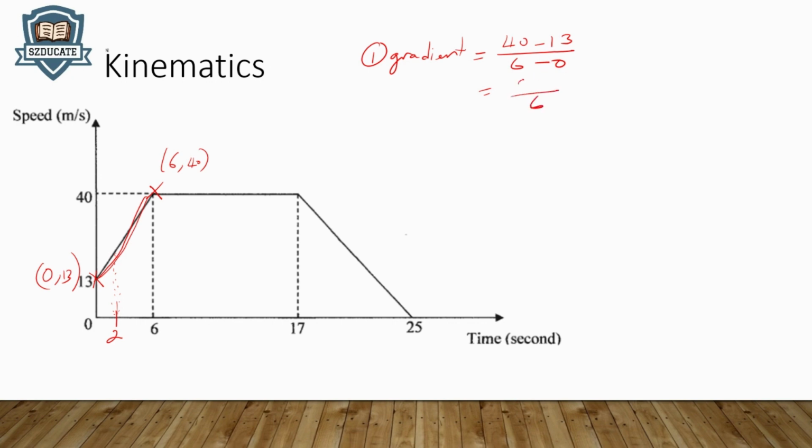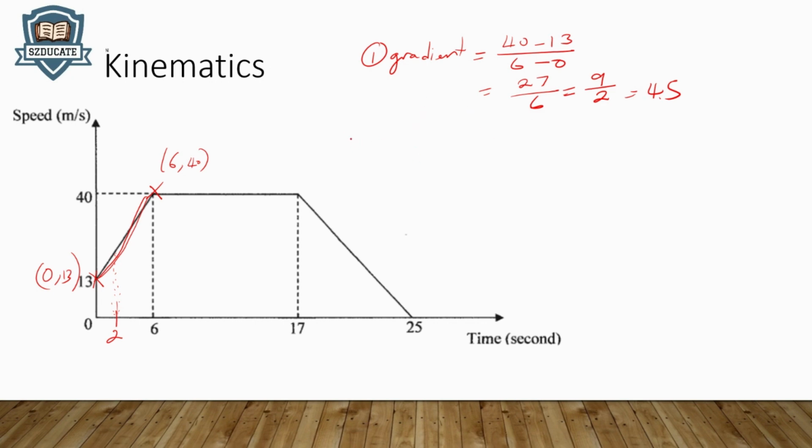You will get 27 over 6. Why is the answer so ugly? Okay, still can reduce a bit. Divide by 3, so it's 9 over 2. Not so bad, 4.5. So the gradient is 4.5.